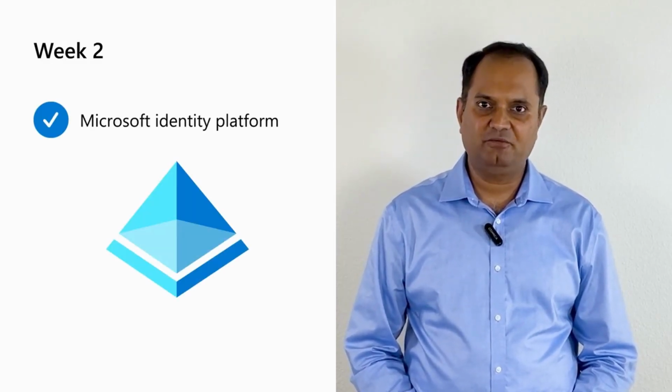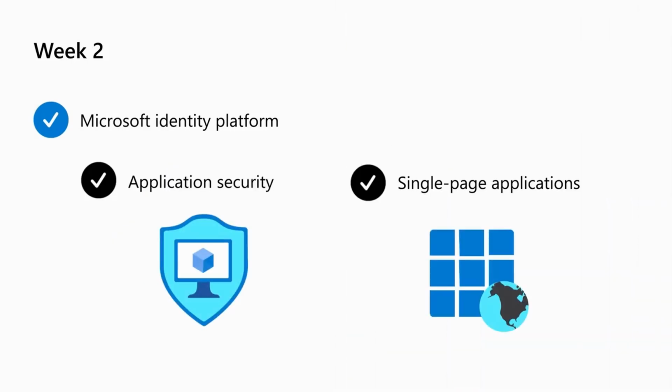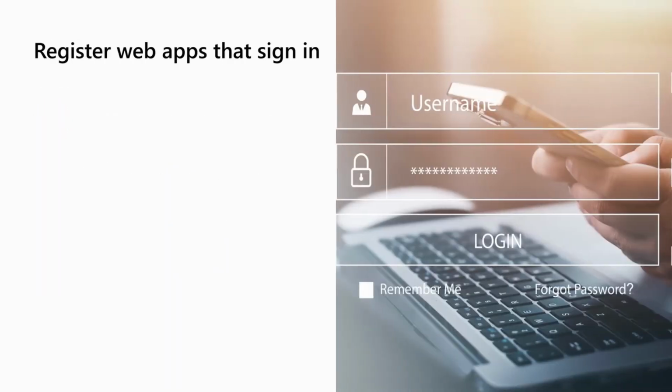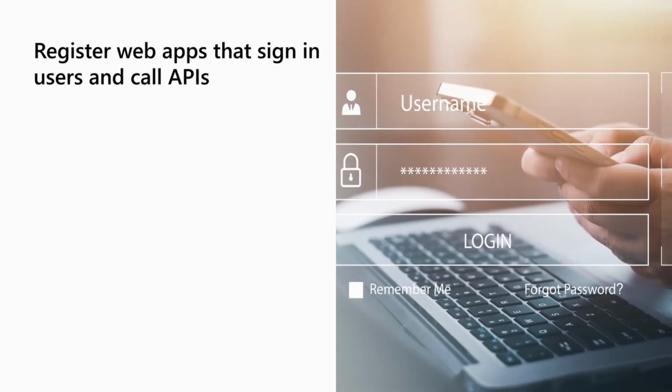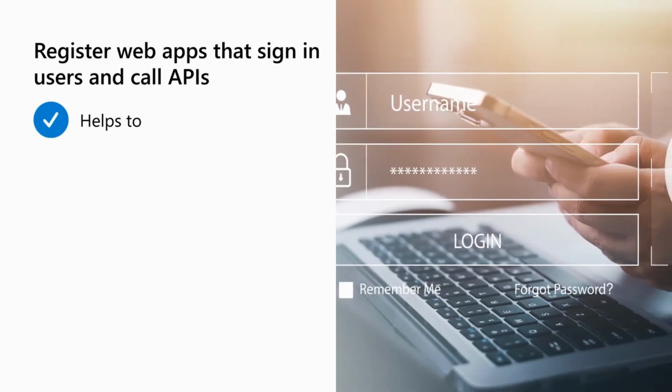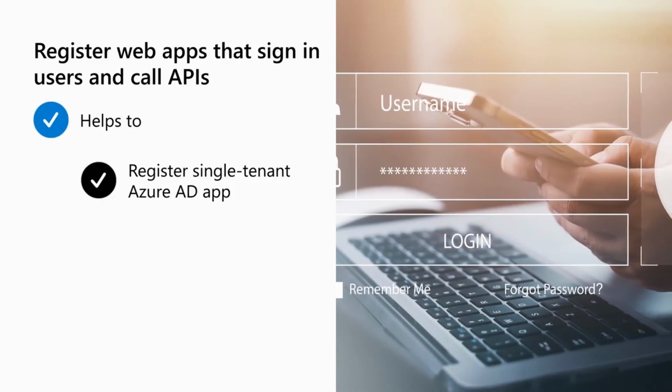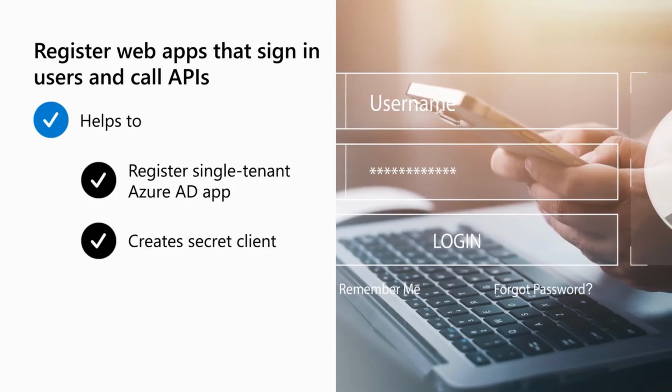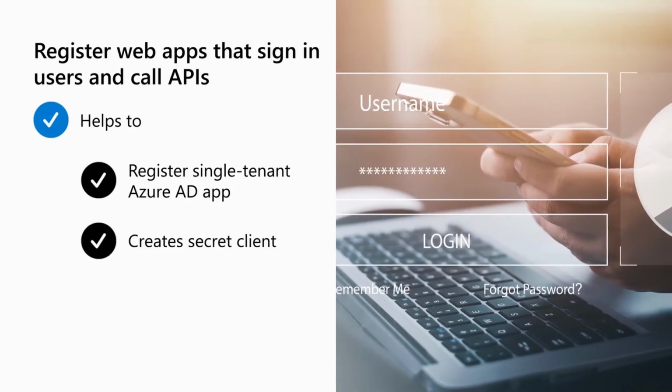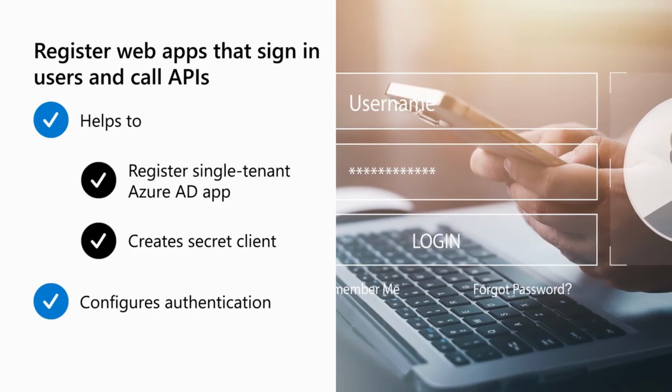This week started with the core concept of the Microsoft Identity Platform, which includes application security and single-page applications. This week, you also learned how to register web apps that sign in users and call APIs, which helped you register a single-tenant Azure AD app and create a client secret. It also taught you how to configure authentication for web apps using Azure AD.